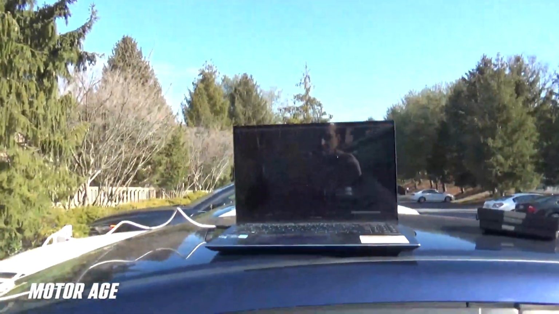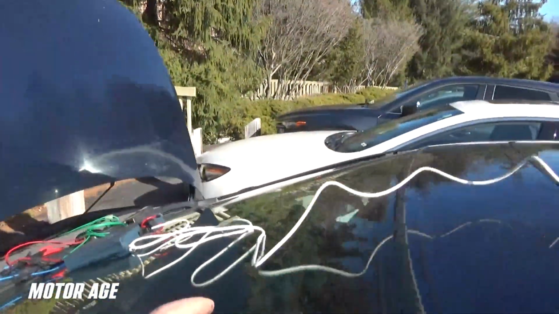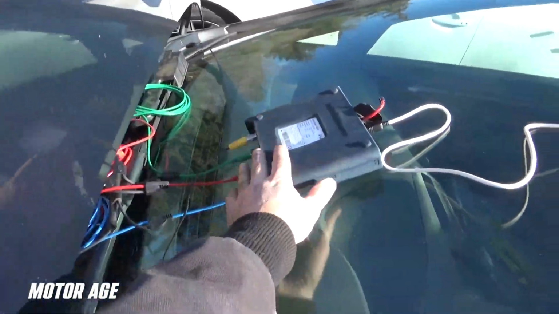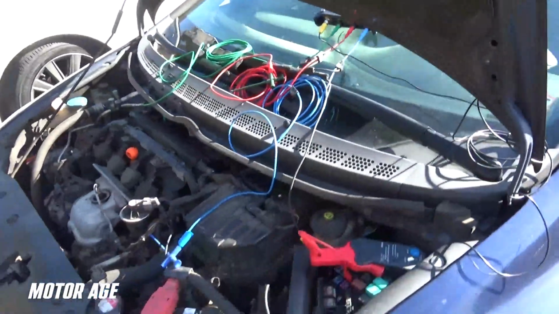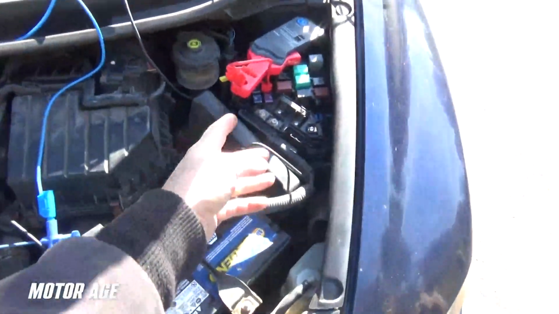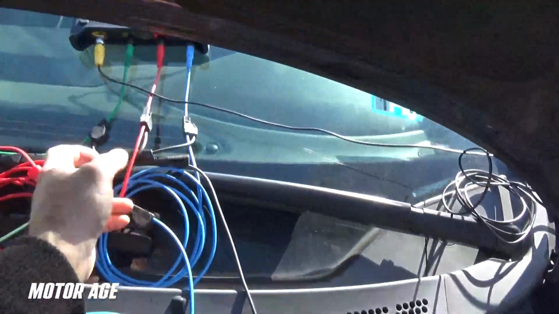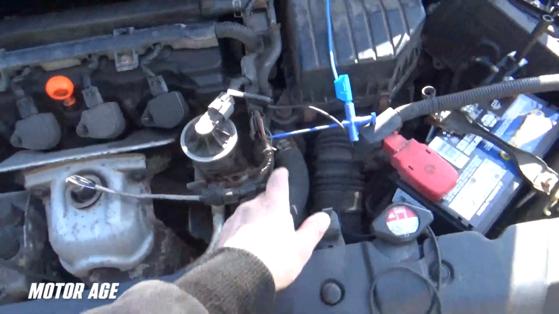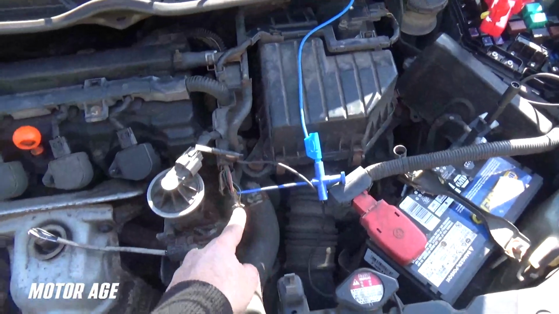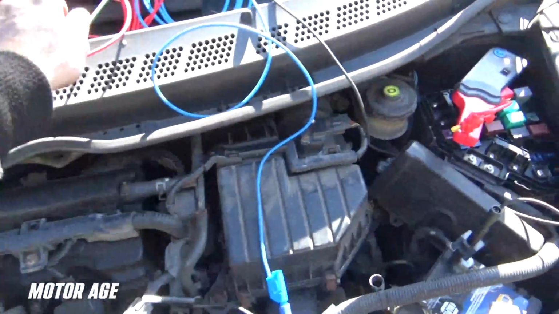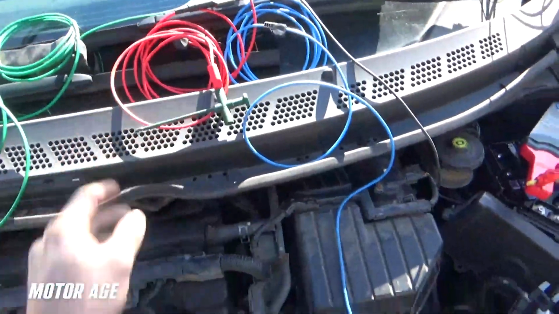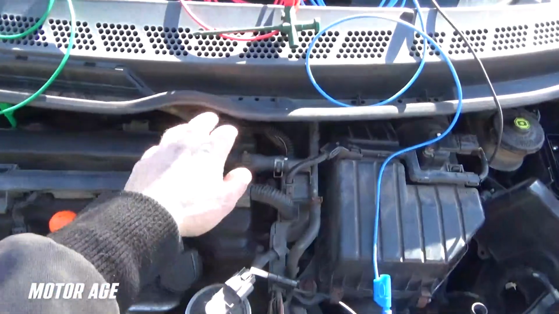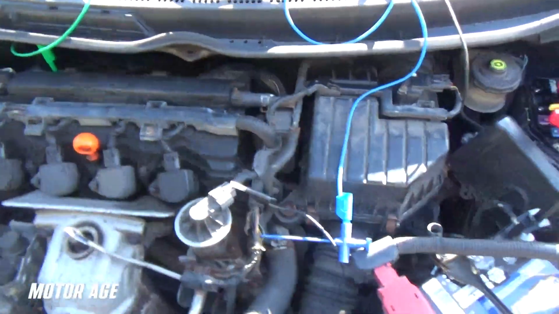All right, so we're at the car. Show you what I got going on here. My PC connected to my four-trace scope. Got the scope grounded. Shared ground. We've got our blue lead connected to our crankshaft position sensor signal wire. Our red lead is supposed to be connected to our camshaft position sensor wire, but it's way down there. I just can't get to it.